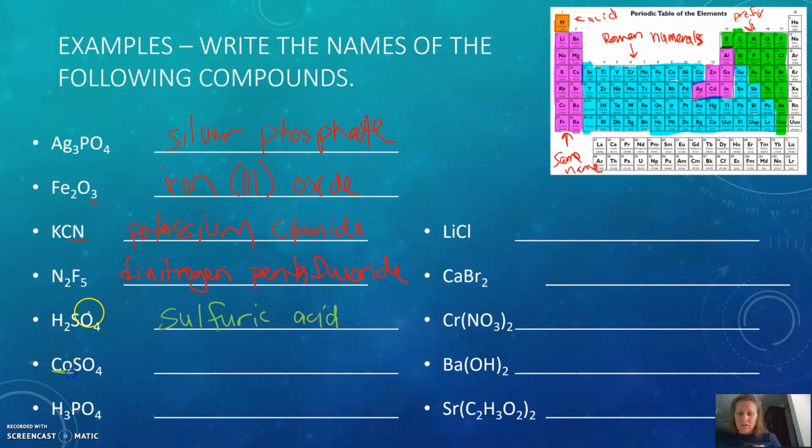CO, cobalt. Cobalt's in here, so he's going to need a Roman numeral. Now, this is not the charge. That's sulfate. There's no extra number around here. Sulfate's charge is 2 minus. So that means cobalt's 2 plus. So that's cobalt 2 sulfate. H3PO4, phosphoric acid.